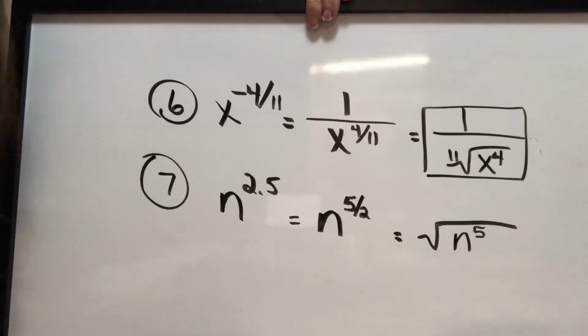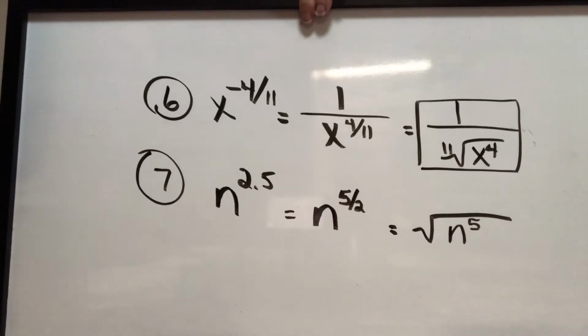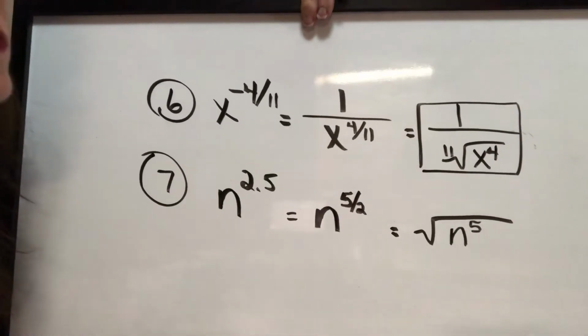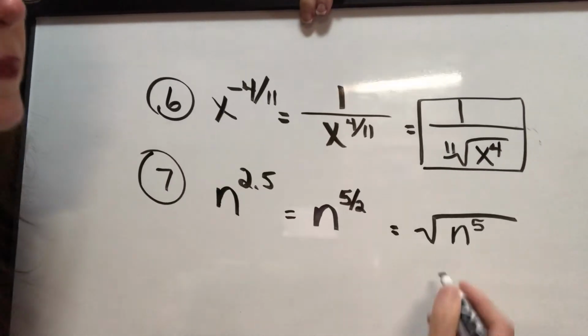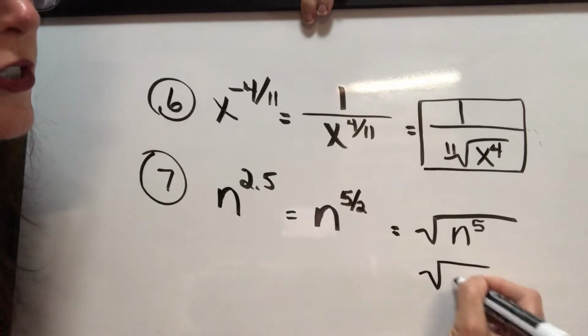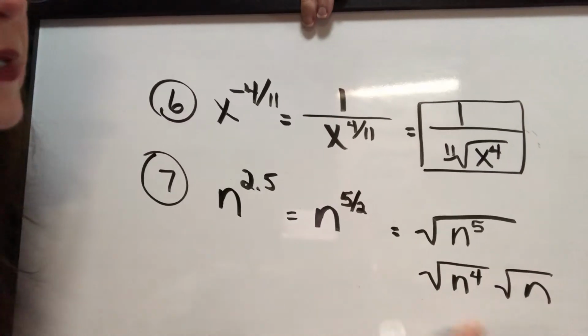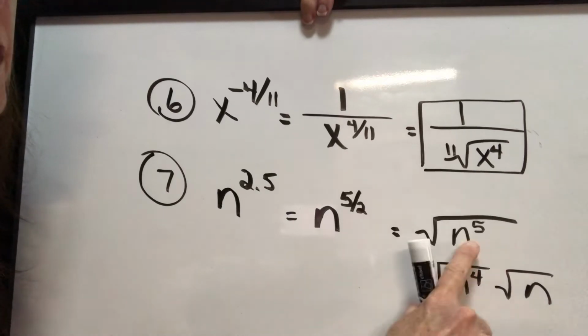Now, can we simplify this? Yes, we can, because 5 is greater than 2. So we're going to have to split it up into 2 radicals so that one of them is divisible by 2. So I could change it to n to the 4th power and n, because n to the 4th times n would be n to the 5th.